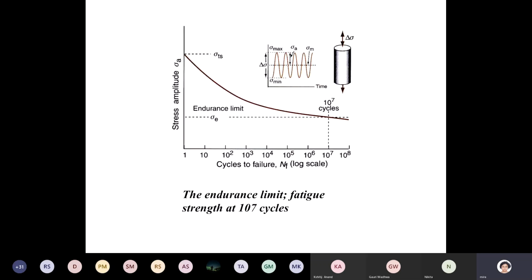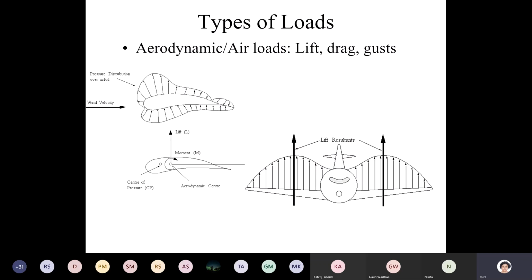Fine. So, let me quickly wrap up today's class with a small introduction to the kind of loads that aircraft structure experiences. The first load is the aerodynamic load. The lift, drag, gust, whatever the aircraft experiences. So aerodynamic load probably constitutes the major part of the load experienced by the structure. We as structural people cannot say what aerodynamic load is coming on an aircraft structure. The aerodynamics people have to provide us with the load that acts on a structure.